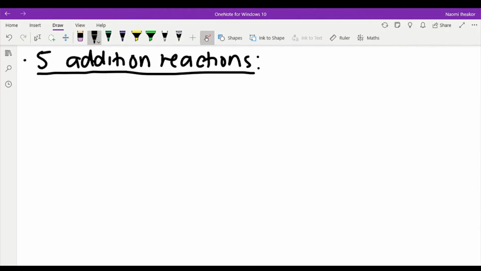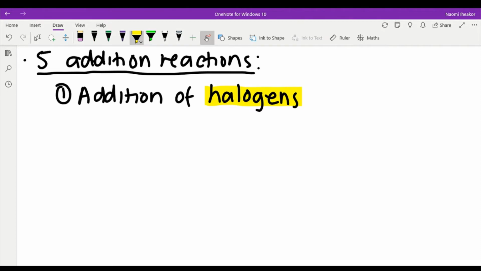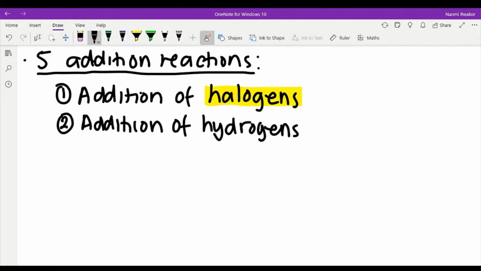So the first addition reaction that we'll look at will be the addition of halogens. We've already touched on in previous videos how our halogens are our group 17 compounds found in the second last column of the periodic table, and they exist diatomically, so they come in pairs. So we'll look at the addition of halogens to alkenes. The second addition reaction that we'll focus on will be the addition of hydrogens. And the addition of hydrogen is also sometimes referred to as hydrogenation.